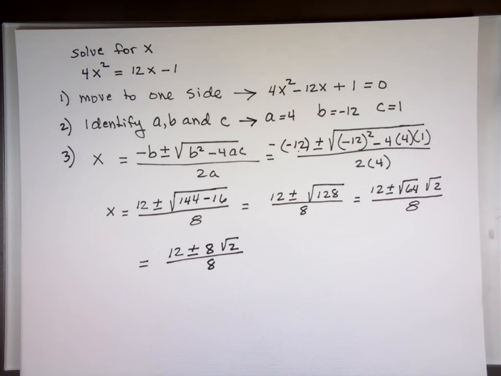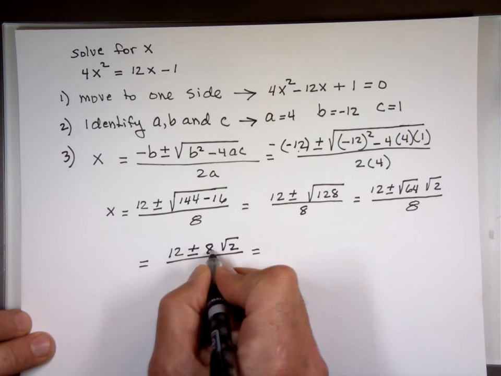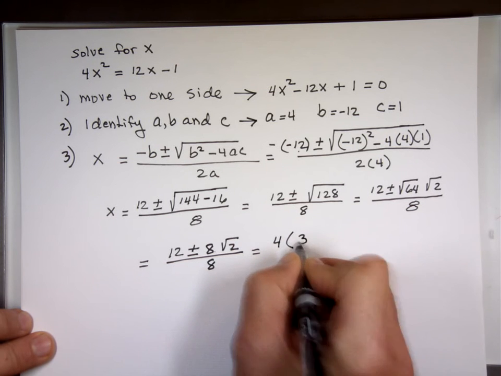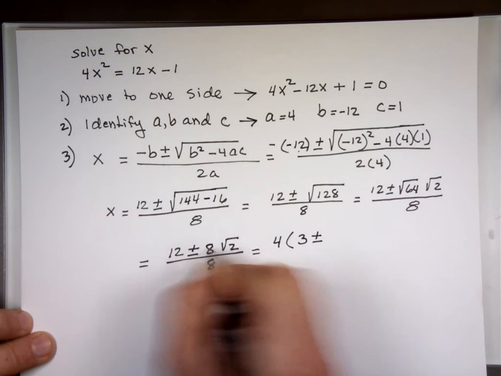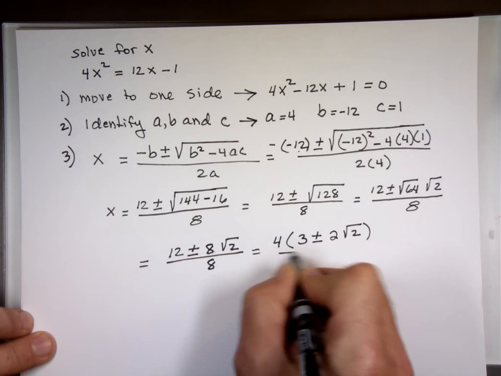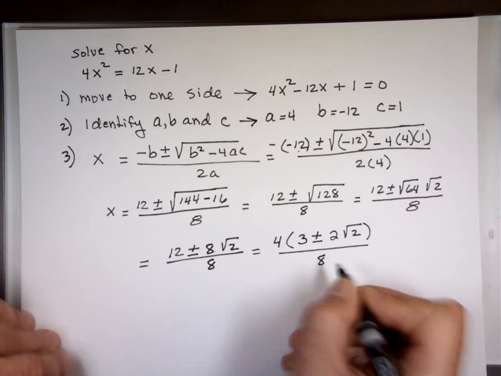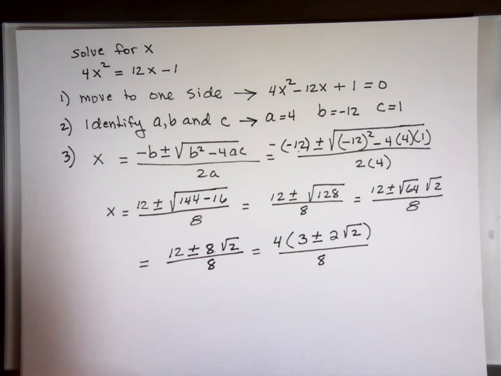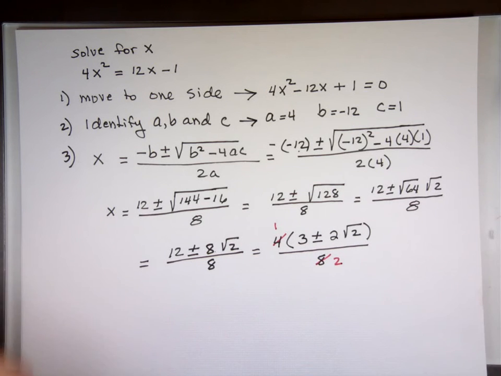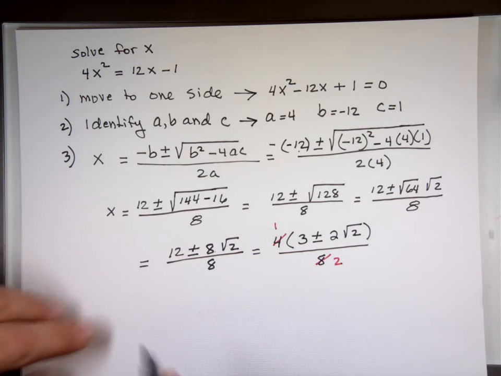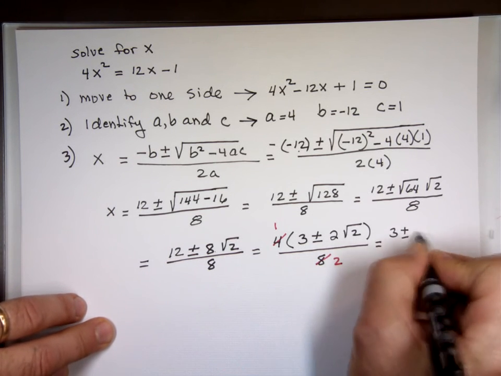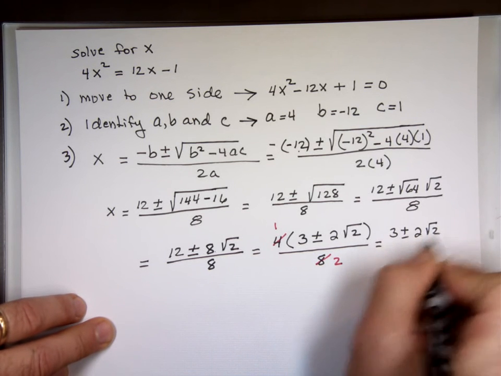But if you look at the top, you can factor a 4 out of both of these. If you factor a 4 out, what's left is 3 plus or minus, what's 8 divided by 4? That's 2. The square root of 2 over 8. Now you have a multiplication. By 4, this is 1. By 4, this is 2. So your answer is 3 plus or minus 2 the square root of 2 over 2.